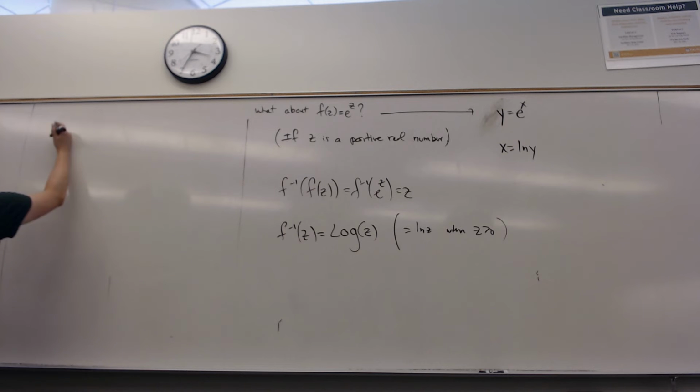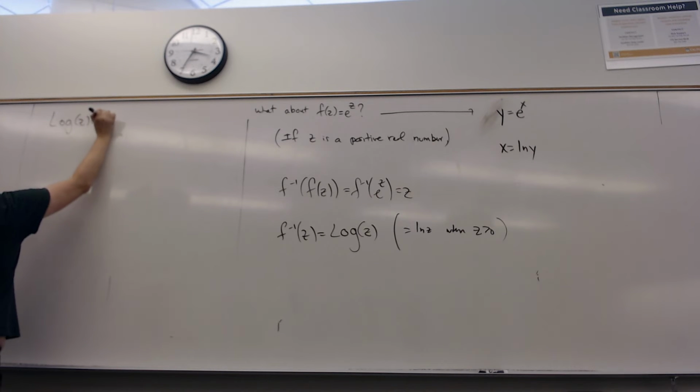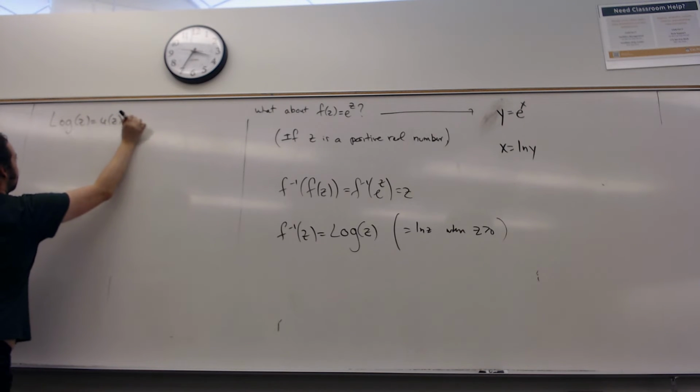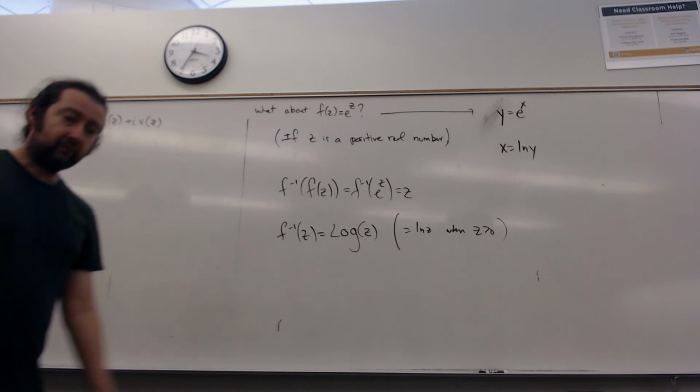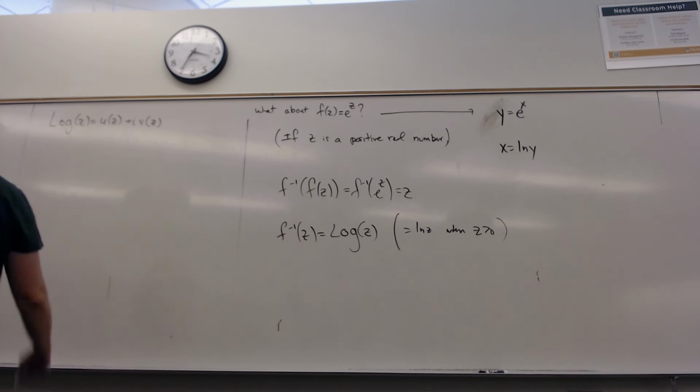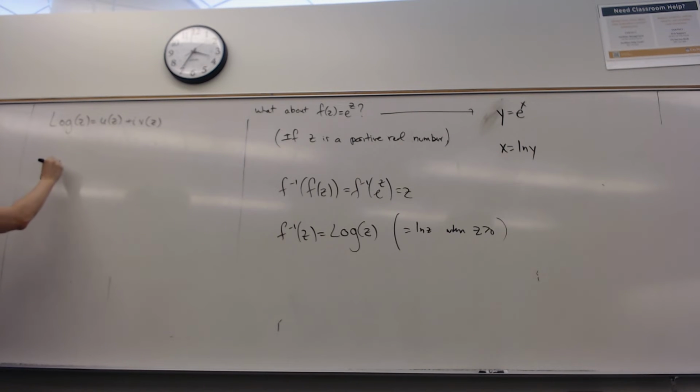So what we're going to do is say, whatever the log of z is, it must have a real and an imaginary part. So let's say that the log of z is equal to u of z plus i times v of z. I don't know what they are, but it certainly must have a real part and an imaginary part. That's another way of writing down a complex function, in terms of its real and imaginary parts. And u and v are real functions. Okay, well, what do we know about the log of z? It should be the case that e raised to the log of z is equal to z. That had better be true.